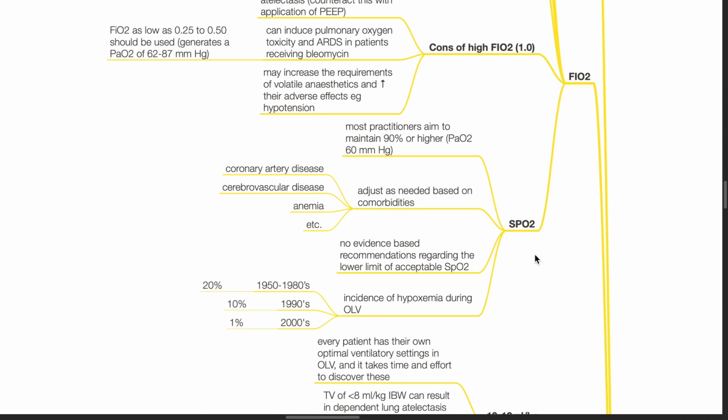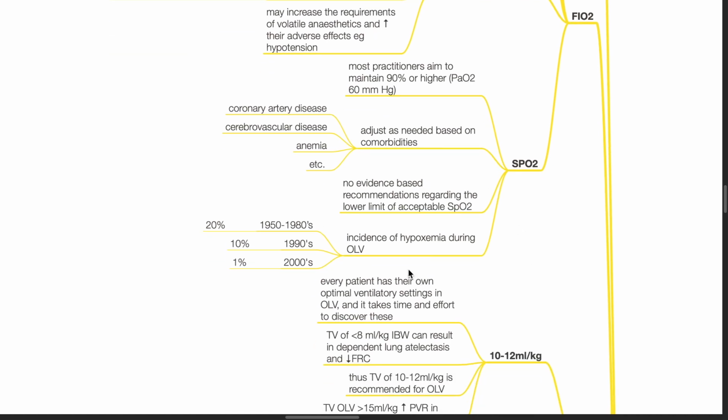SpO2 target. Most practitioners aim to maintain 90% or higher, which is equivalent to PaO2 of 60 mm mercury. Adjust as needed based on comorbidities such as coronary artery disease, cerebrovascular disease, anemia, etc. There are no evidence-based recommendations regarding the lower limit of acceptable SpO2. The incidence of hypoxemia during OLV has decreased over the years.